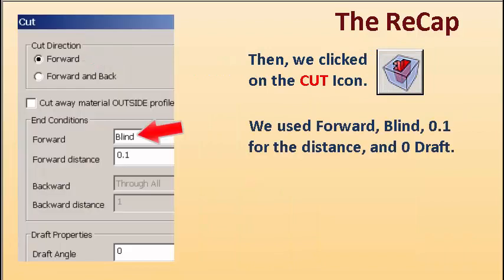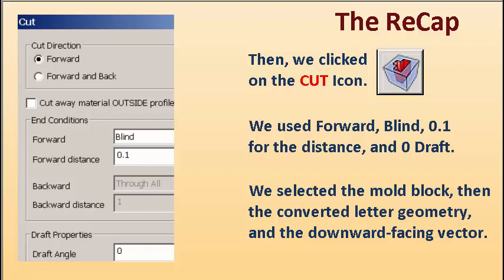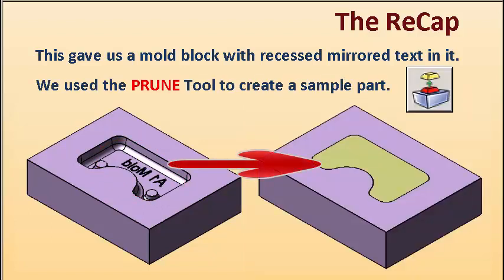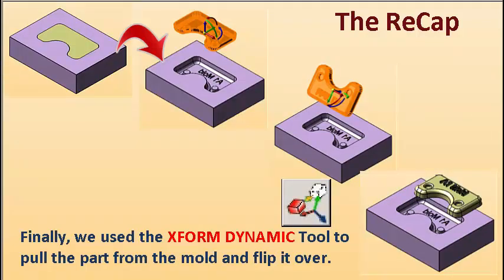We used Forward, Blind, 0.1 for the distance, and 0 draft. We selected the mold block, then the converted letter geometry, and the downward facing vector. This gave us a mold block with recessed mirrored text in it. We used the prune tool to create a sample part. Finally, we used the X-Form Dynamic tool to pull the part from the mold and flip it over.